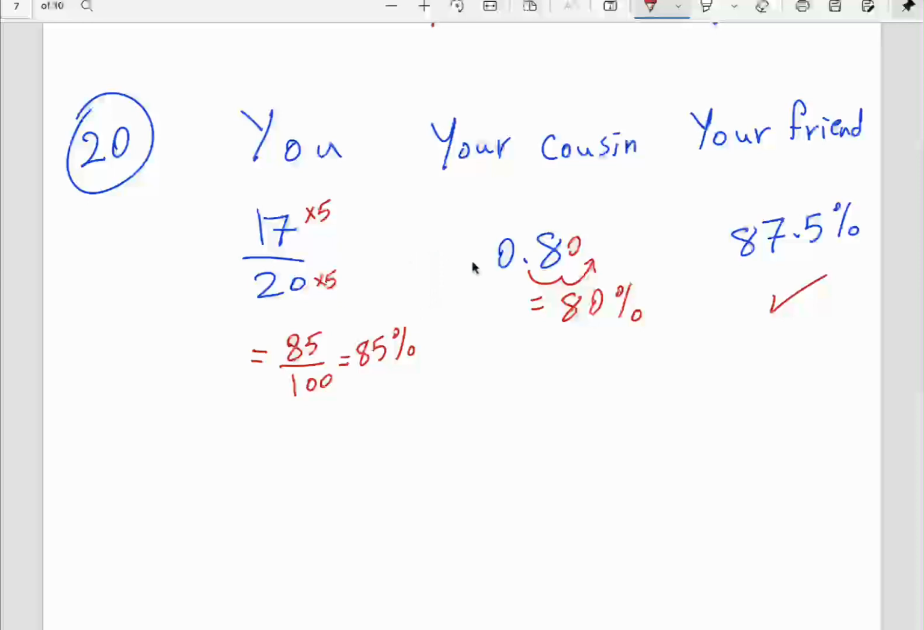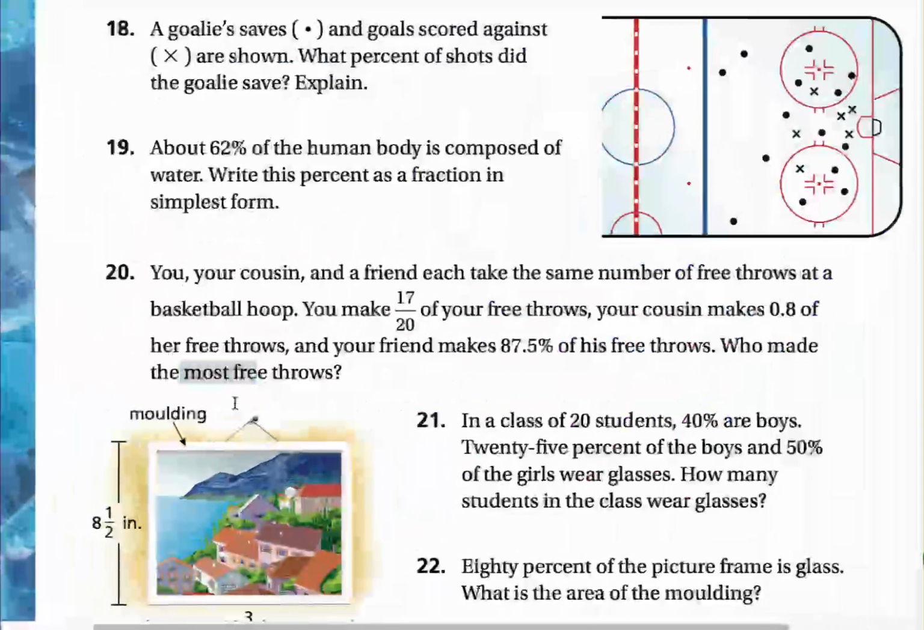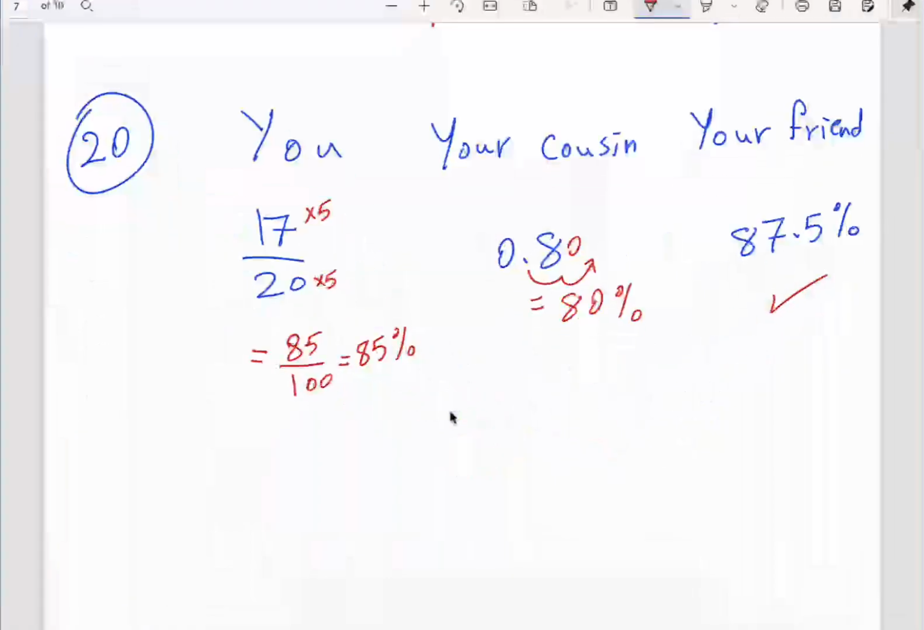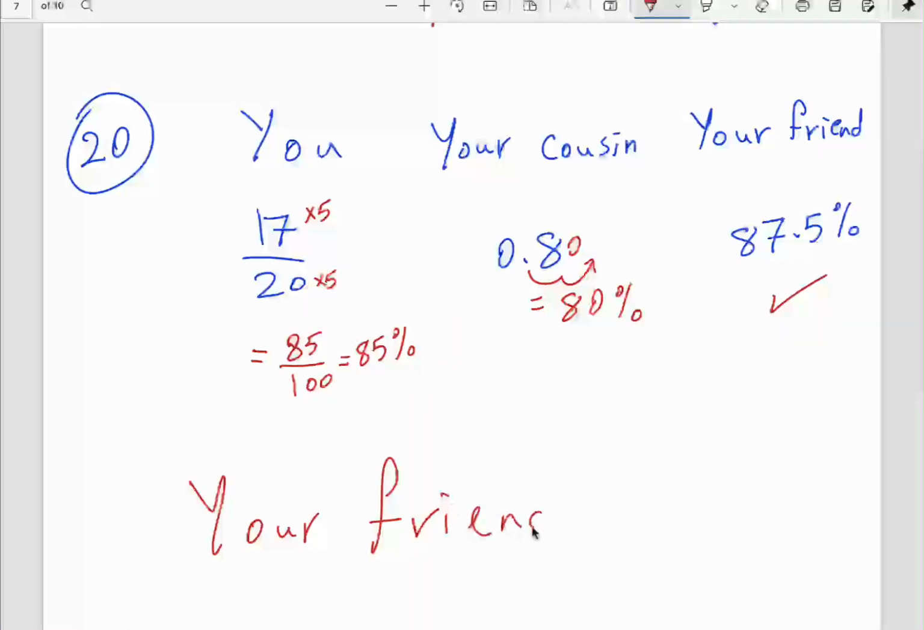And 87.5 is already a percent. Okay, now we need which is most or least. It says who made the most free throws. The greatest. So it is your friend. Yes, so the answer is your friend. Okay. Thank you, teacher. You're welcome.